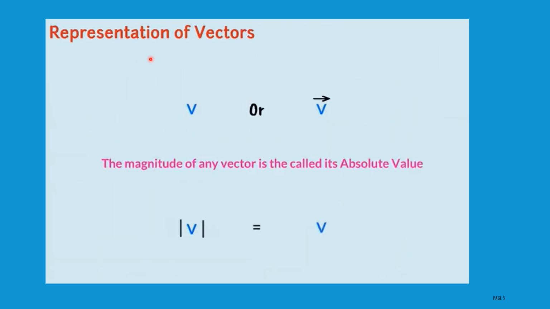Representation of vectors. We use capital V to represent a vector, or small v with an arrow mark. The magnitude of any vector is called its absolute value. Mod v is always equal to v. Inside the mod, if you have a positive or negative sign, we remove the sign. We use only the positive value. That value we call the absolute value.